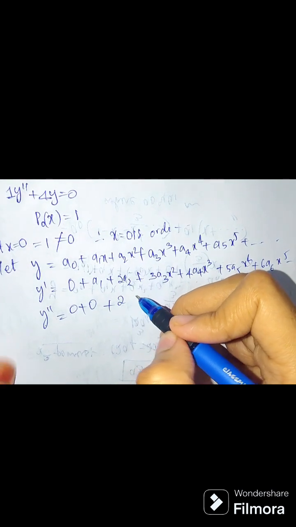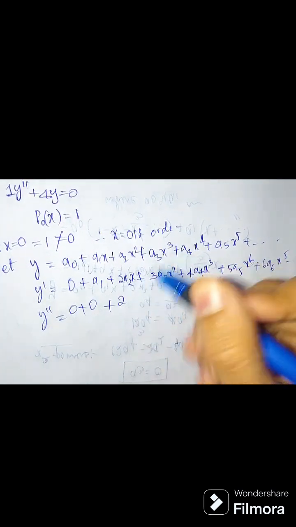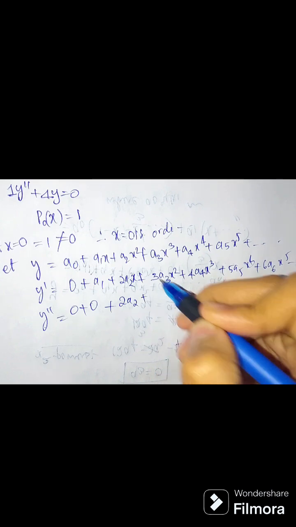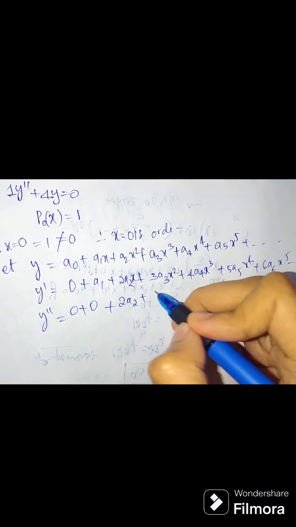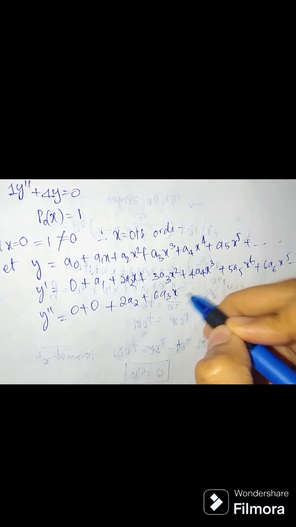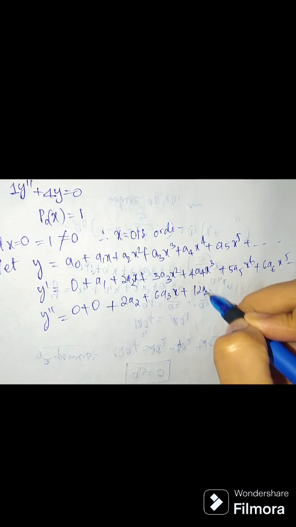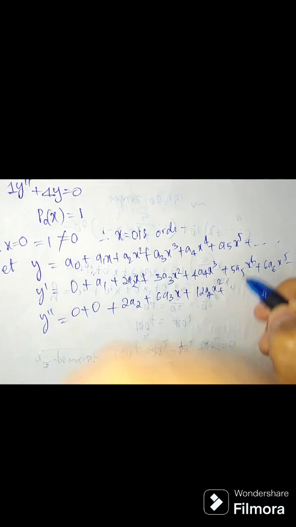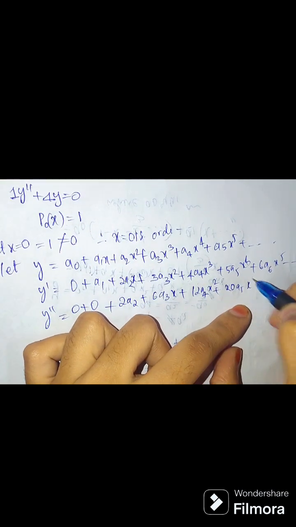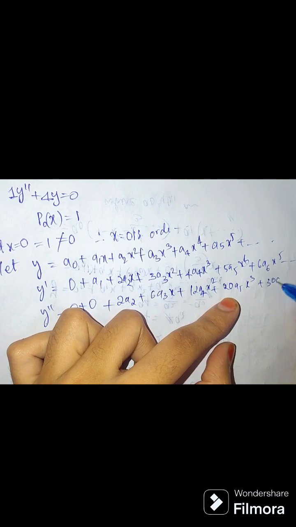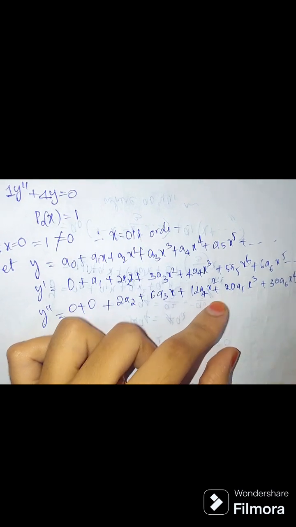Y double dash will be 0, 0, 2a2, then 6a3x, then 12a4x square, next 20a5x cube, next 30a6x power 4. Okay, next what should we do?